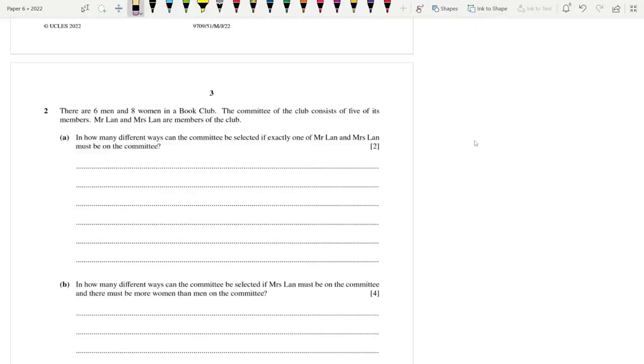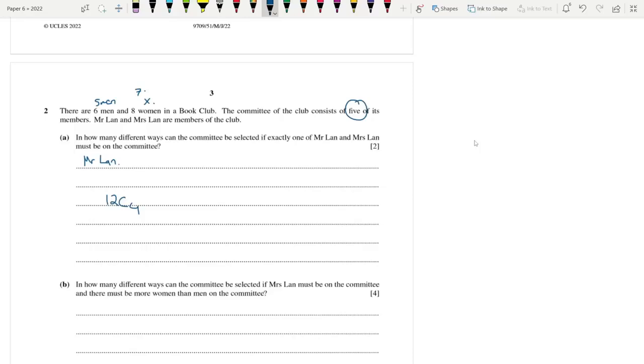So let's begin. So what if I take Mr. Lan? What does that mean? Basically, I've taken 1 man, so we have 5 men, but I can't take Mrs. Lan, right? So 1 is missing from here. I can't take Mrs. Lan, so I can choose from 7 women. So that's 12 people in total. So out of those 12 people, I was supposed to choose 5. I've already taken 1 person, right? So I'm gonna go for 12C4. You guys get it?